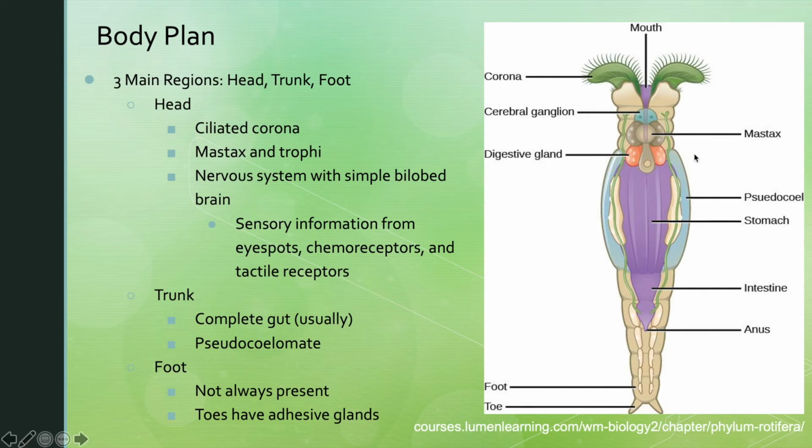And most of these guys will have a complete gut, although some species have secondarily evolved an incomplete gut, so they've lost their anus. And they are also pseudocoelomate, so they do not have a mesoderm lining.